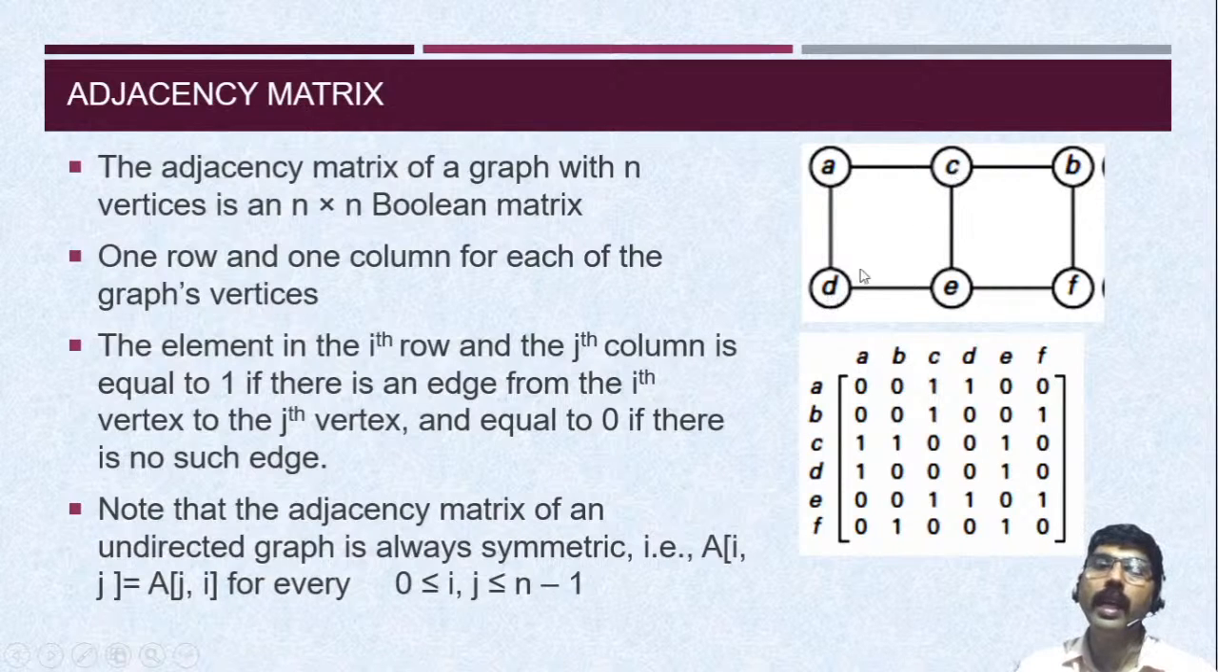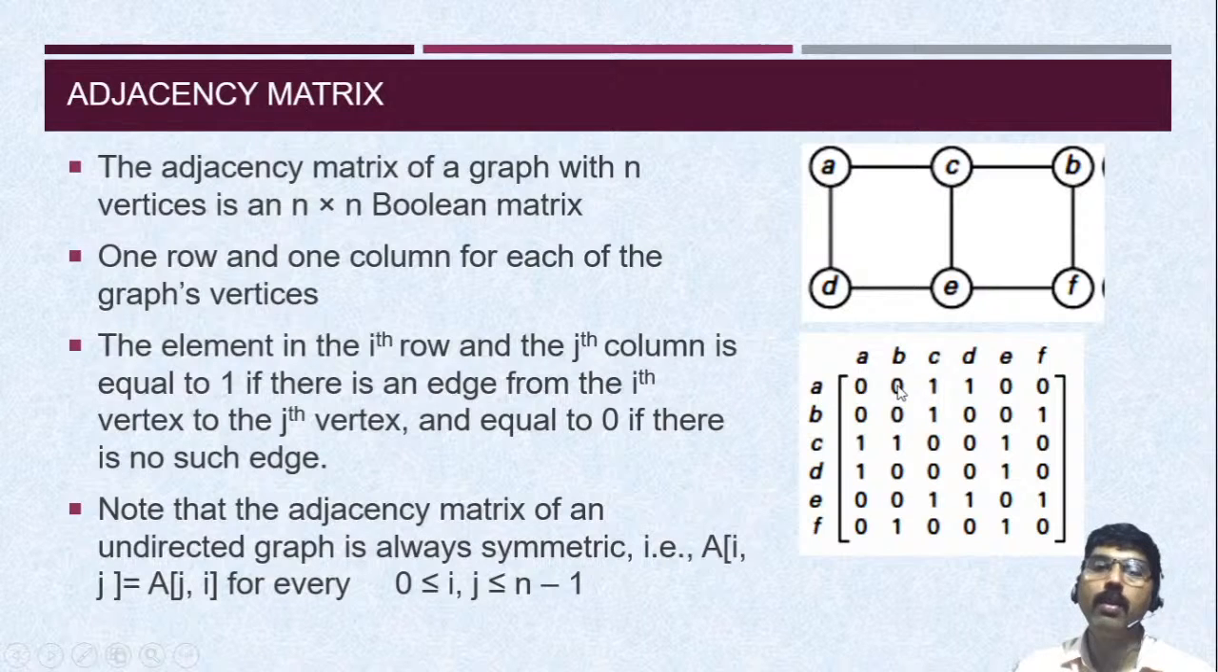Between C and D, if you see here, C and D, there is no direct edge here. We have to go through E. From C to D, there is no edge here. That is indicated by 0. It's very simple. If there is an edge between two vertices, put 1. If there is no edge between two vertices, put 0.